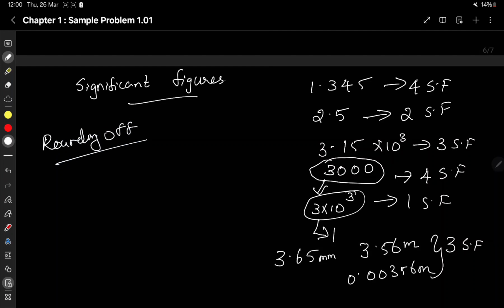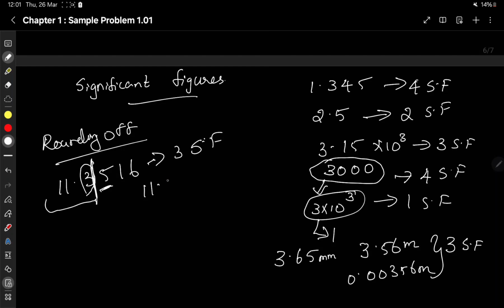Then the concept is rounding off. It also has some certain rules. Like if I have a number like 11.3516, then I want to round off to 3 significant figures. How will I round off? I may round off to 11.3, but here exists a digit known as 5. So if a 5 is present, and I am going to stop the value till here, then I have to follow some certain rules. If it is 5 or greater than 5, then I will round it off as 11.4.